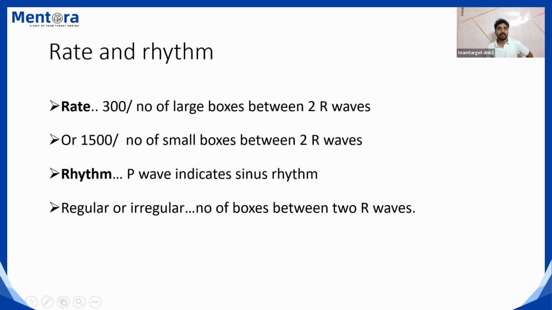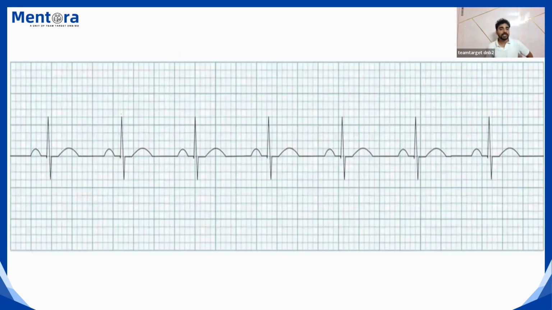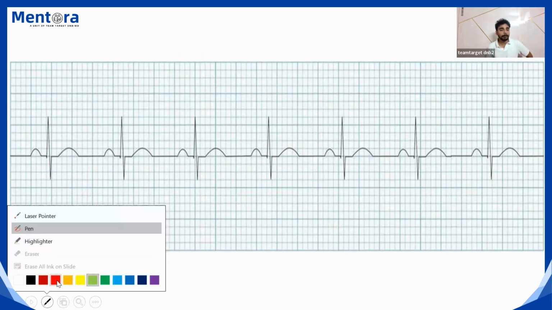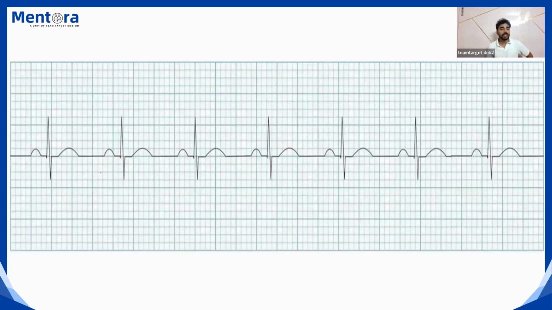After knowing this, some basic important things: how to calculate the rate and how to calculate the rhythm. Rate is calculated as 300 divided by the number of large boxes between two R waves. I will just show you. So this is the basic ECG here. This is your P wave, this is your R, this is your S, and this is your T wave. Again, this is your next R.